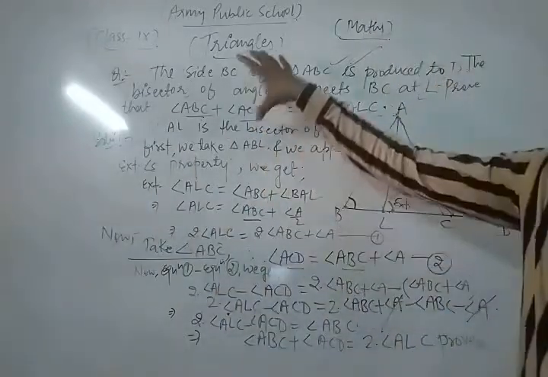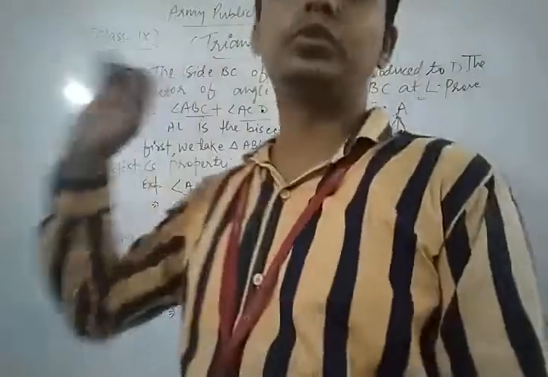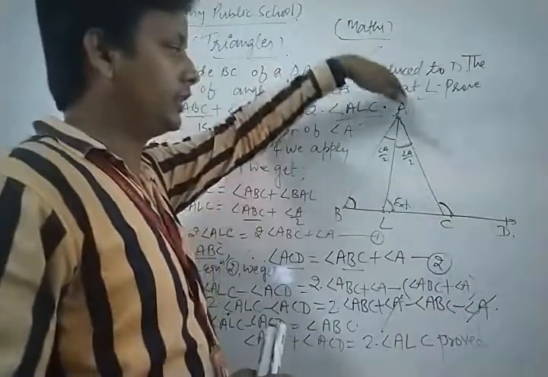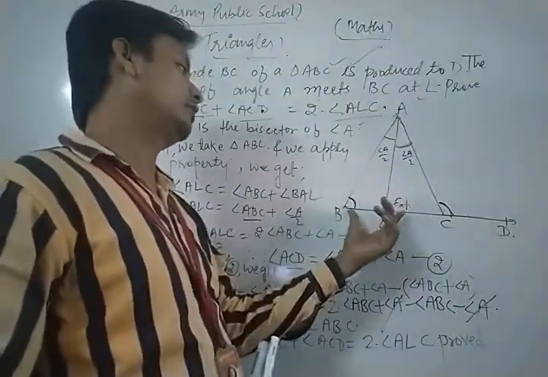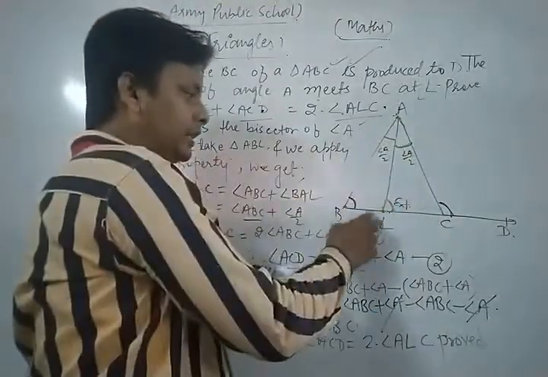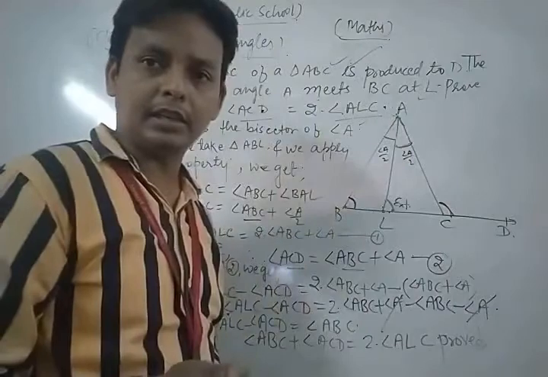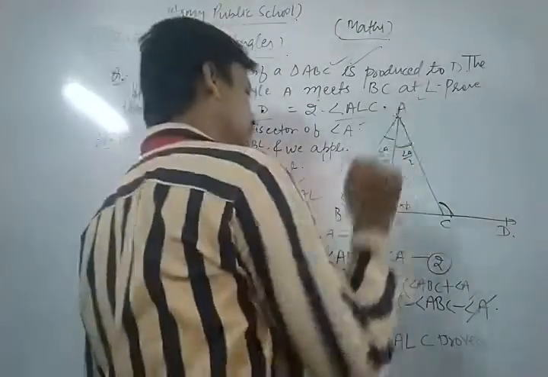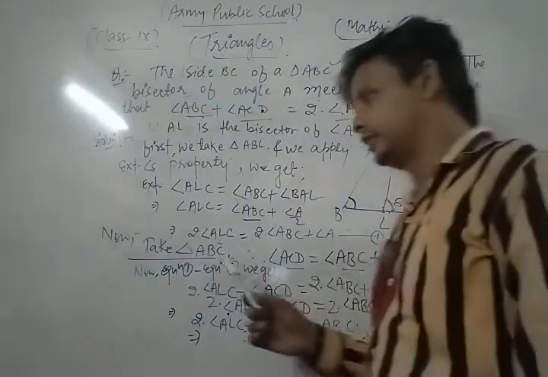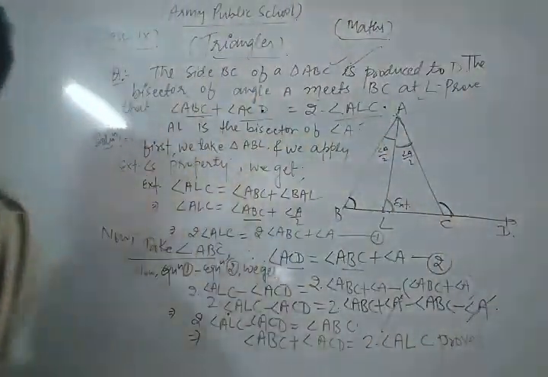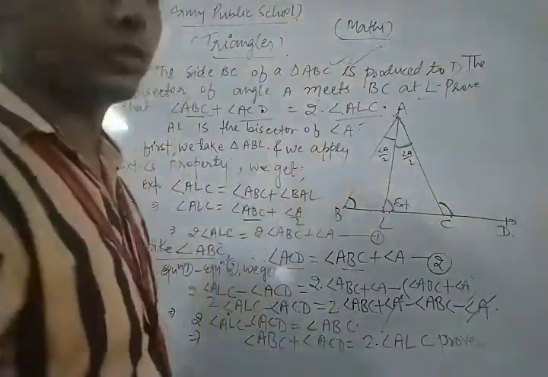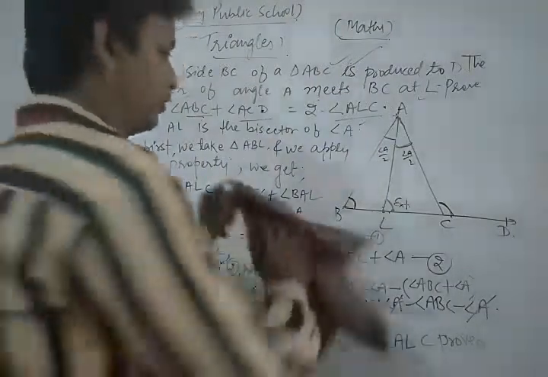So first of all, according to the question, dear students, we draw the figure, and the figure is this, where one side BC is produced to D. After that, we take triangle ABL and apply the exterior angle property. Then we take triangle ABC and apply the exterior angle property. After applying the property in both the triangles, we subtract both and we get our result. Thus, in this way we clear the concept of this question.